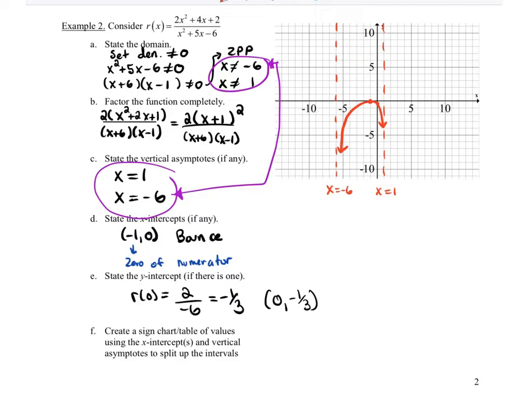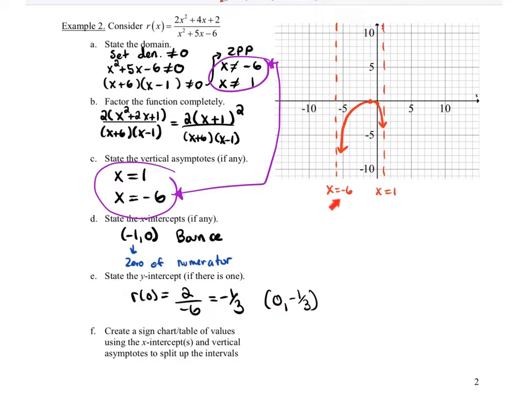What we had talked about so far in this example was finding the domain, and that was setting the denominator not equal to 0. We factored the function completely. We had already factored the denominator in step A, so we just factored the numerator. The vertical asymptote, which came from the zeros of the denominator, so -6 and +1. The x-intercept, which came from the 0 of the numerator, and the y-intercept, which came from setting x to 0.